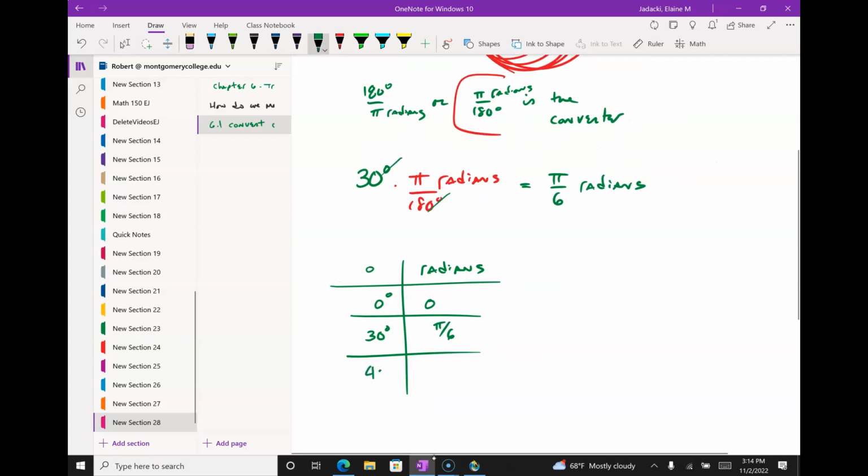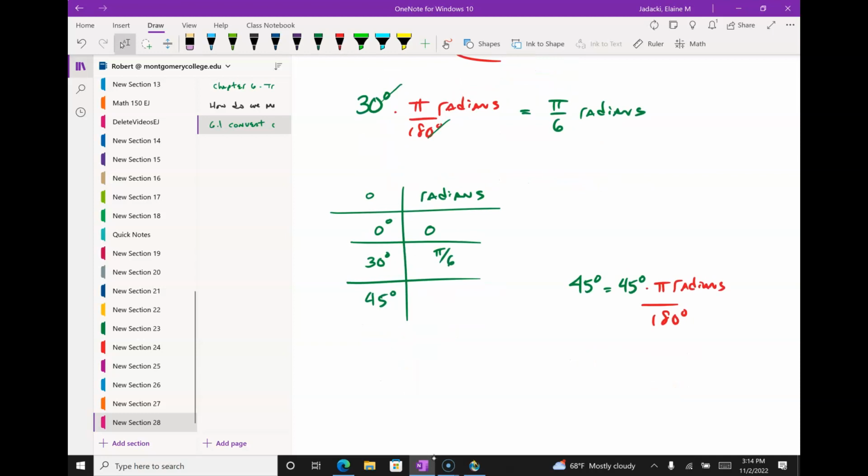Let's do 45 degrees next. Convert that for me. So I'm going to multiply by what? Pi radians over 180 degrees, right? What cancels? The degrees. And 45 into 180 goes four times, right? So this is pi over 4 radians.